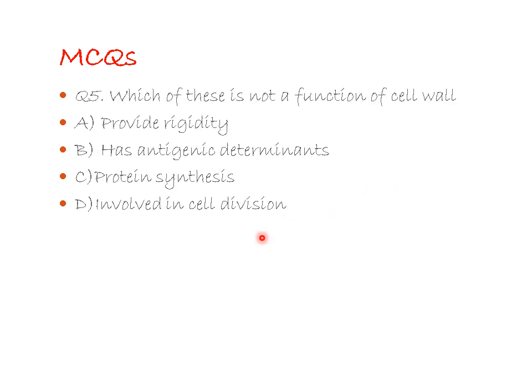Question number 5. Which of these is not a function of the cell wall? Cell wall provides rigidity, it has antigenic determinants, it helps in protein synthesis, and it is involved in cell division. Correct answer is C. Protein synthesis. Protein synthesis is not a function of the cell wall, it is a function of ribosomes, which we will be discussing later on.